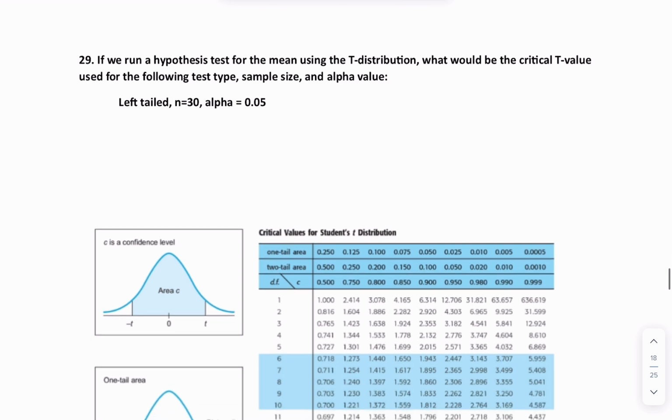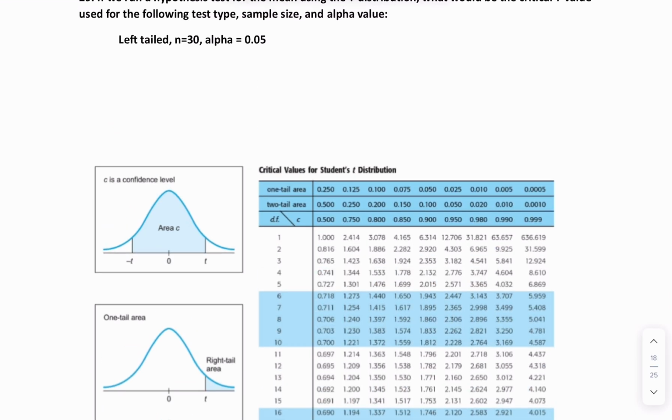If we run a hypothesis test for the mean using the t-distribution, what would the critical t-value be for running the following test sample size and alpha value? If it's left-tailed with a sample size of 30 and an alpha of 0.05.